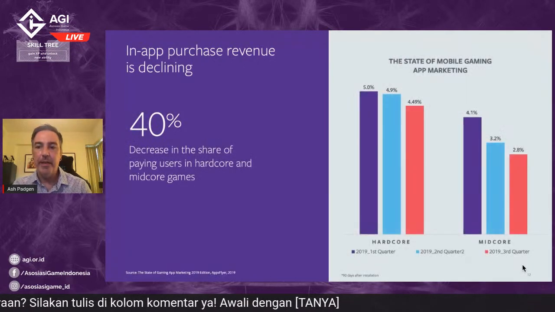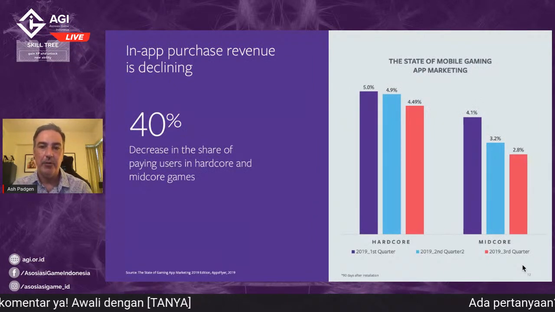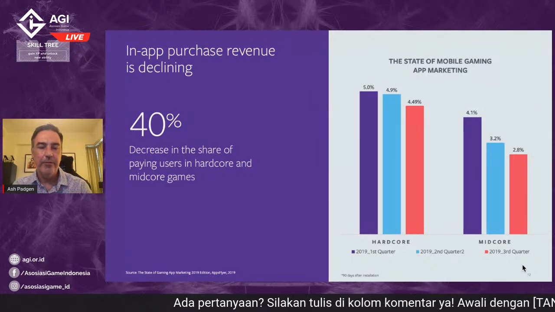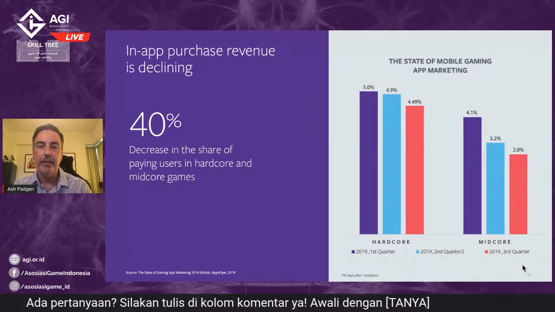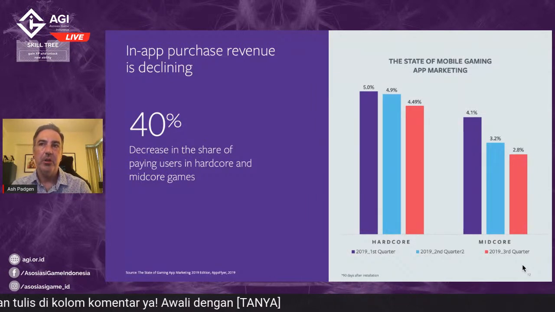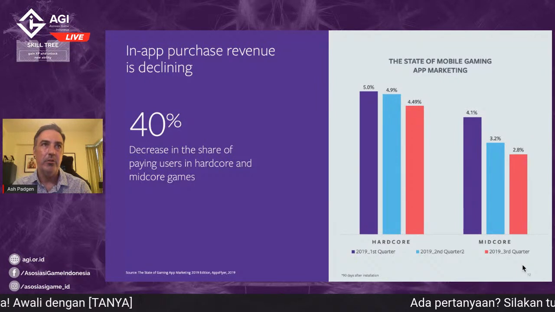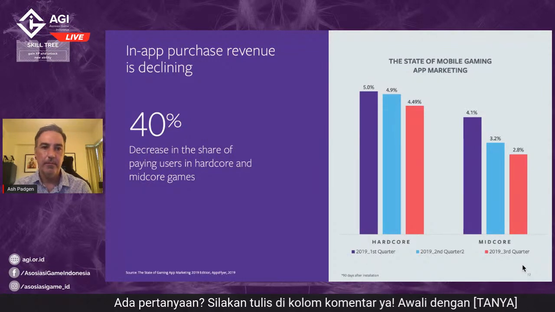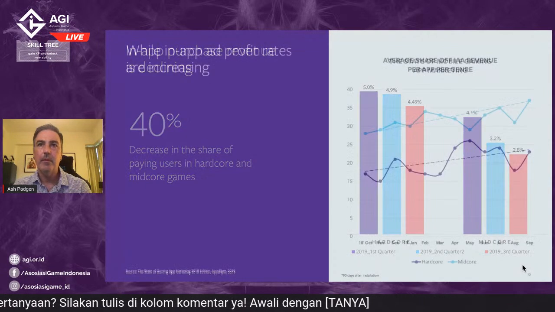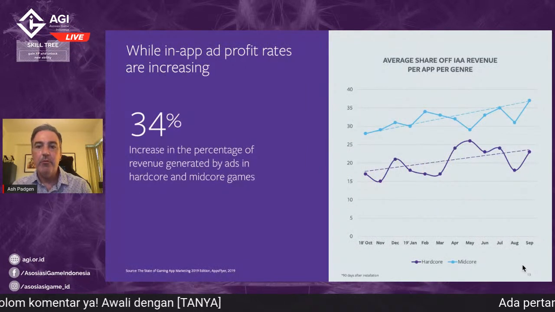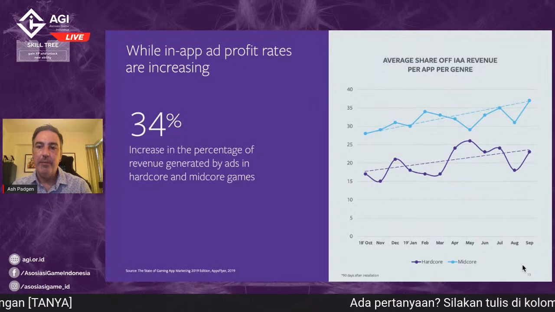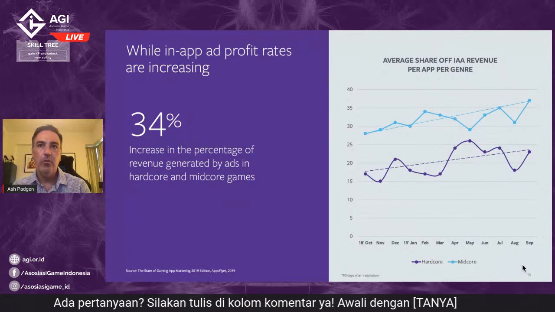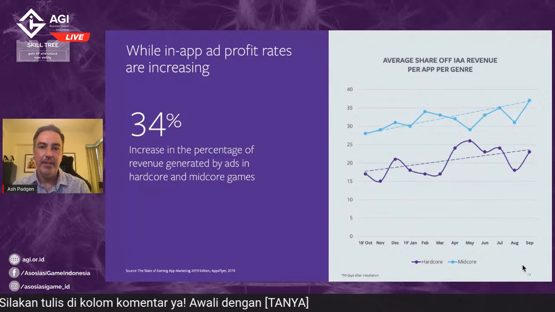So we know mobile game players are spending a lot of time in hardcore and midcore mobile games, but in-app purchases, which is a traditional revenue stream for this type of game, is declining. This chart shows the percentage of paying users that are playing hardcore and midcore games decreasing quarter on quarter in 2019. In that same report, AppsFlyer shows that in-app ad revenue for hardcore and midcore games increased 34% quarter on quarter throughout 2019.